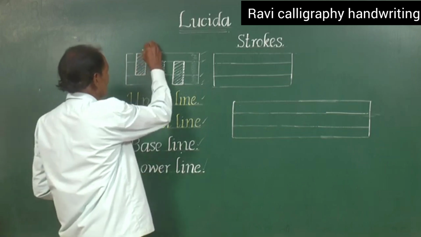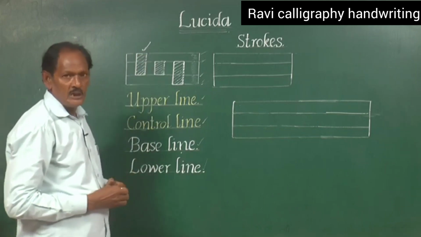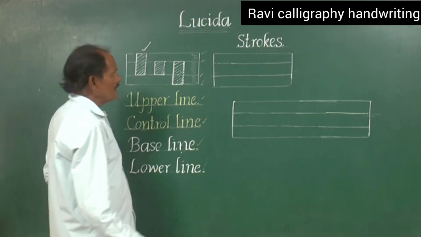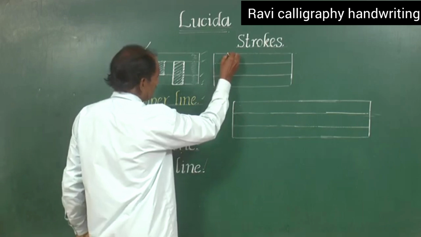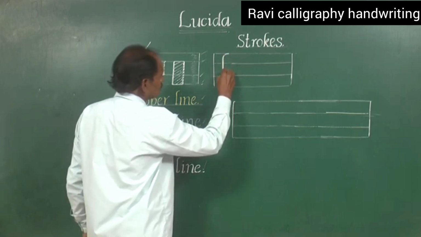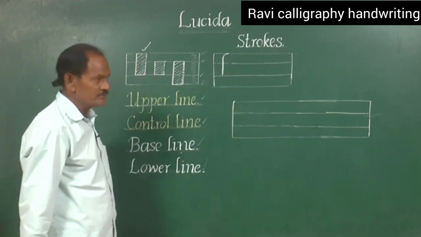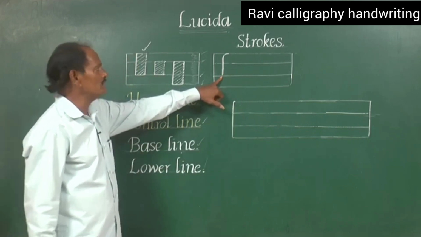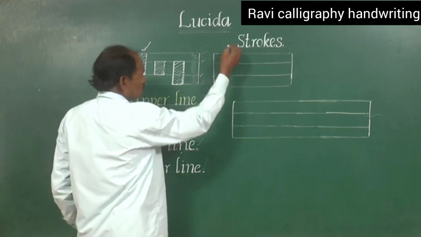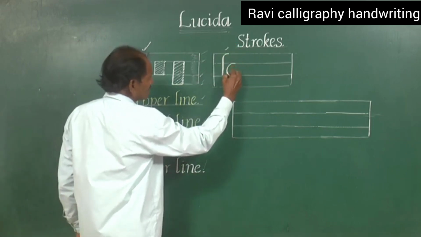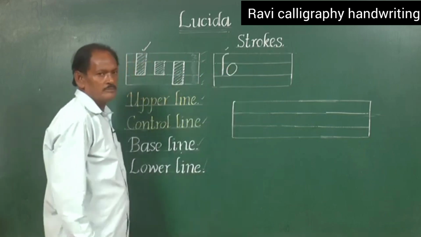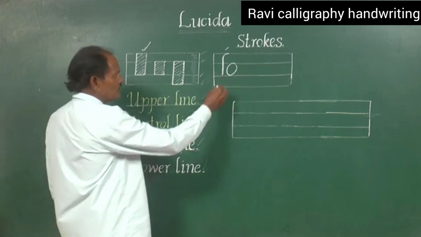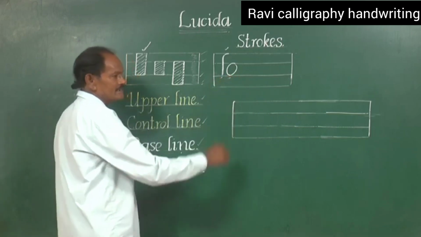First of all, we have to take the upper zone letters. Upper zone. This is a very, very important zone. To write these letters, we need two strokes. One is the common stroke of the upper zone, known as the upper zone stroke, and the other one is the oval shape. With the help of these two, we can write these upper zone letters.